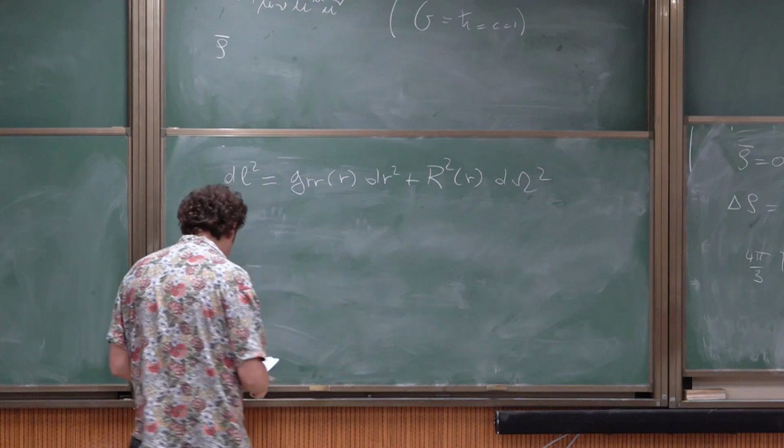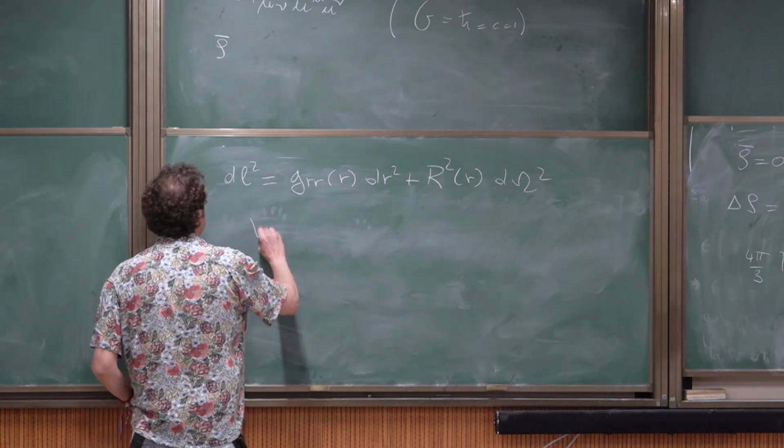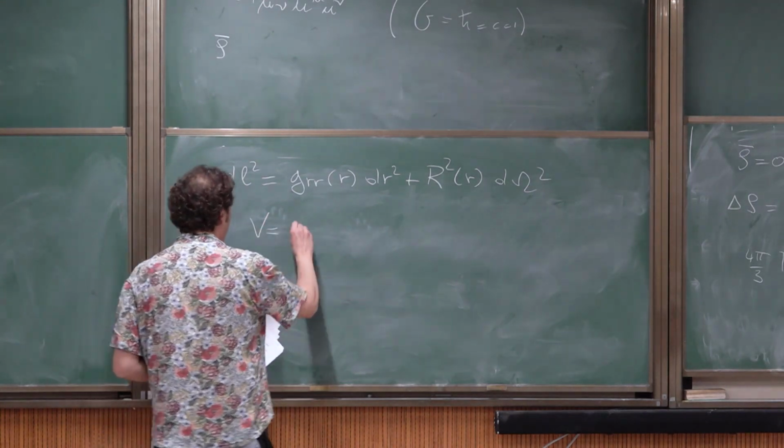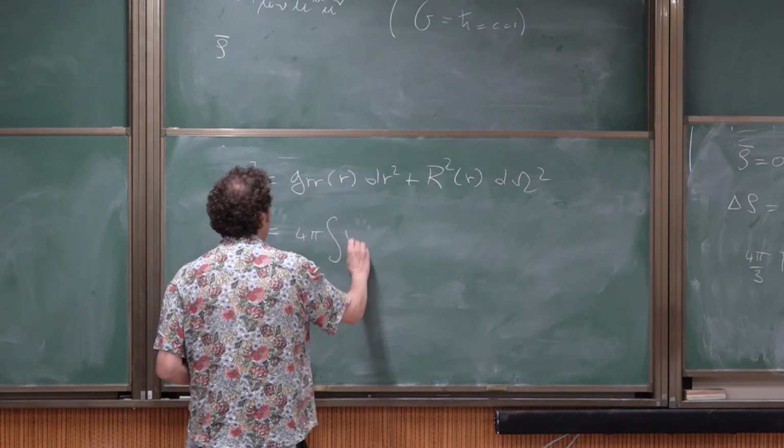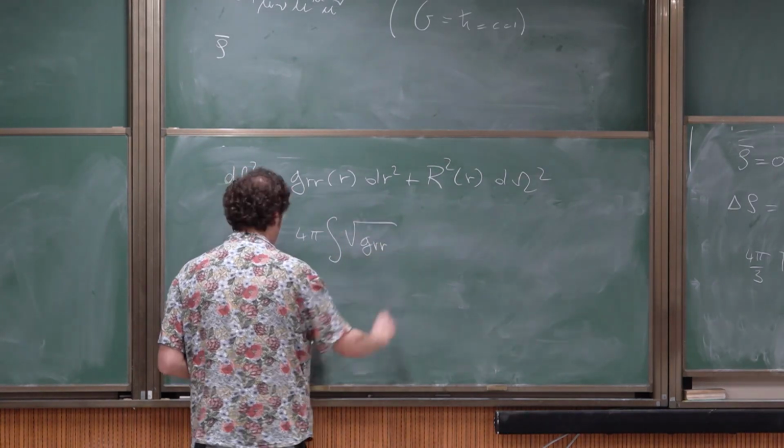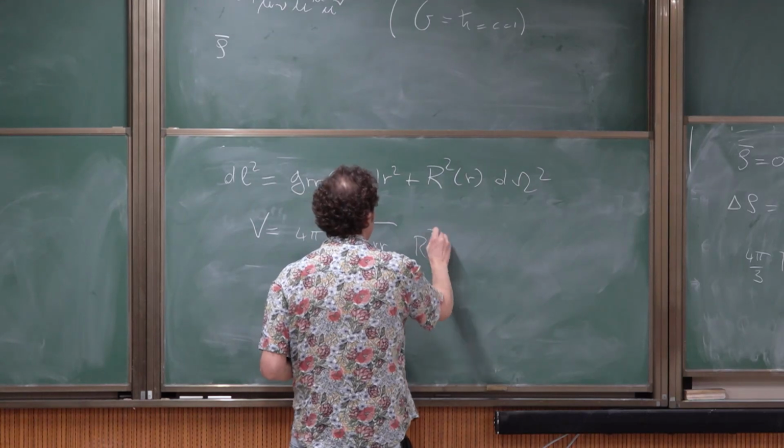Now what happens is that the volume in this case is, of course, 4 pi times the integral of the square root of g_rr, r squared dr.